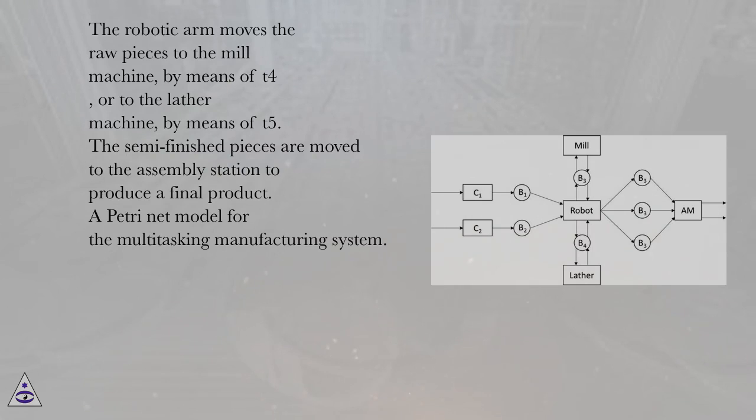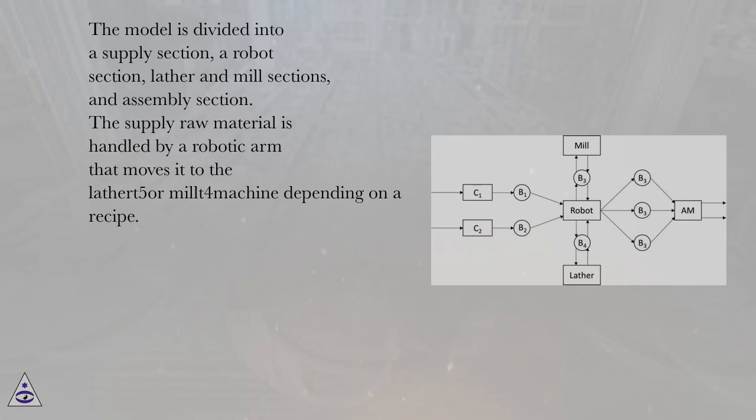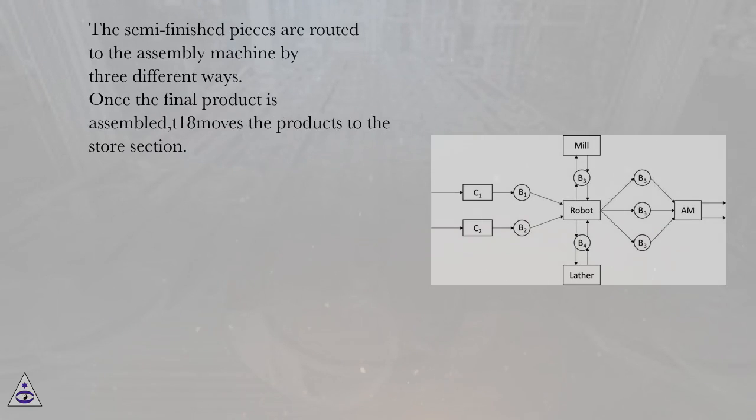A Petri net model for the multitasking manufacturing system. The model is divided into a supply section, a robot section, lathe and mill sections, and an assembly section. The supply raw material is handled by a robotic arm that moves it to the lathe, T5, or mill, T4, machine depending on a recipe. The semi-finished pieces are routed to the assembly machine by 3 different ways. Once the final product is assembled, T18 moves the products to the store section.